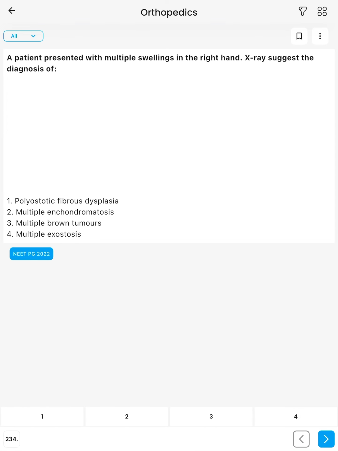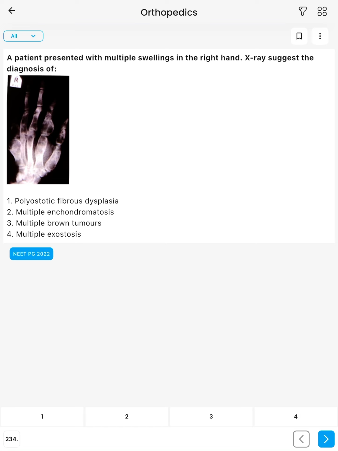A patient presents with multiple swellings in the right hand, suggests the diagnosis of. See, these are enchondromas, which can be seen in Maffucci syndrome also. Okay.